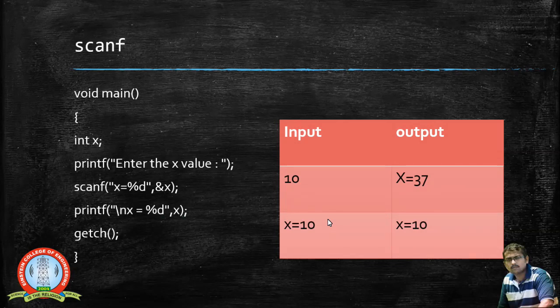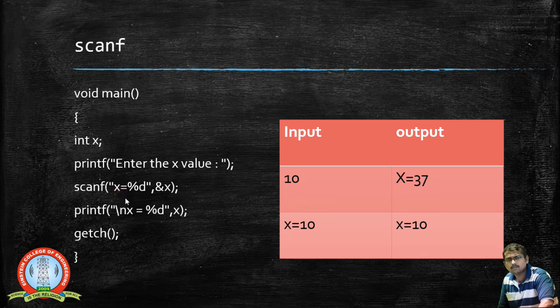So this is the next program, a simple program where I am trying to print a value. Now you see I have an integer x. I am entering the value for this x, using ampersand x. But now you see inside this scanf statement I am using x equal to.